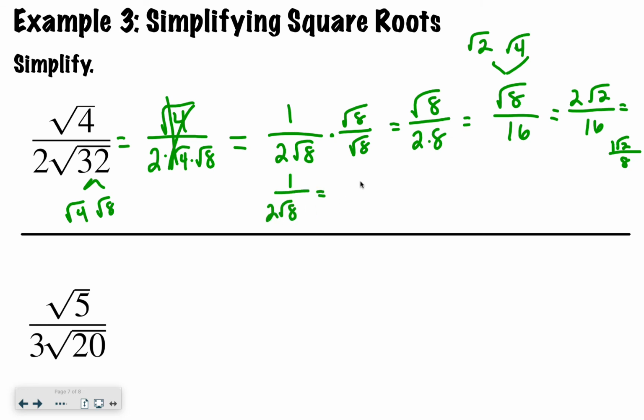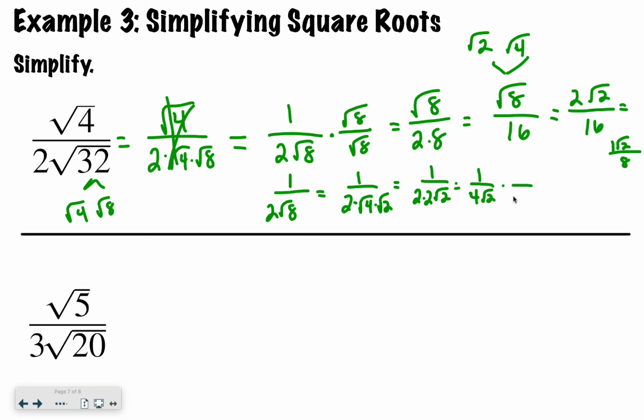So I could do it that way, or from here, I could say 1 over 2 square root of 8. I could say 1 over 2 times the square root of 4 times the square root of 2, right? Because that's me just splitting up that square root of 8. And I would have 1 over 2 times 2 times the square root of 2, or 1 over 4 square root of 2.